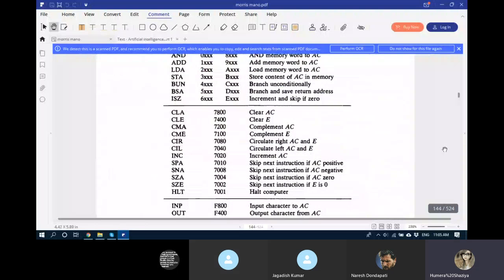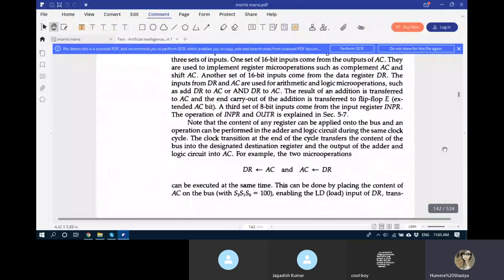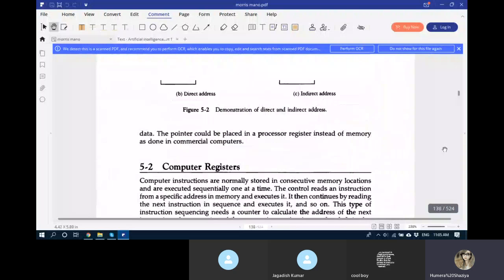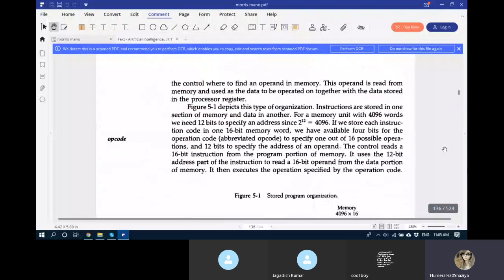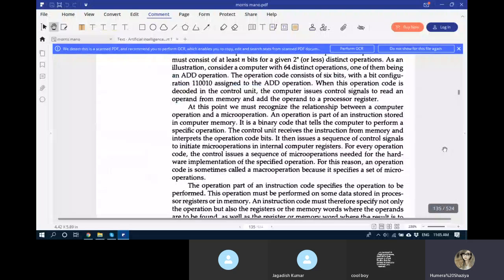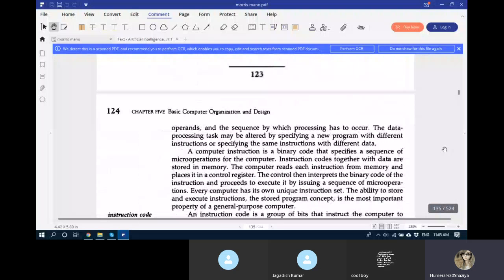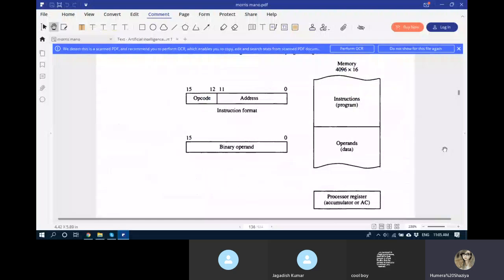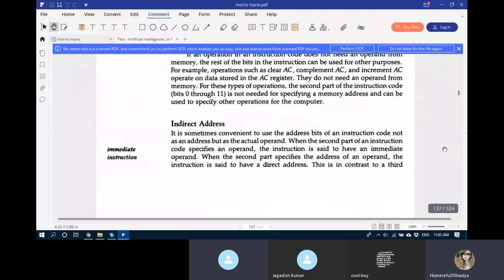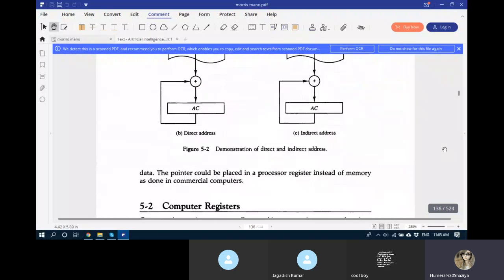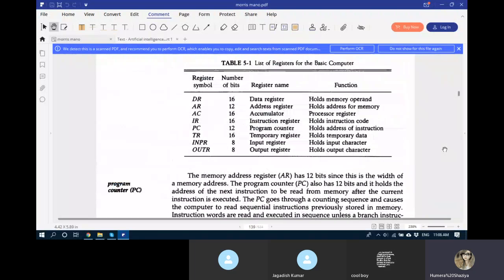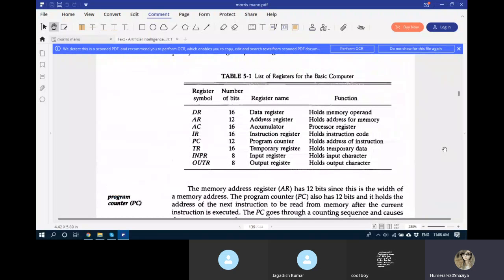Chapter 4 is clear, everything in chapter 4. Once go through chapter 4 also. In chapter 5 we started with instruction codes, and then we went through the memory unit and instruction format. Is this clear? Yes, ma'am. Direct and indirect address, clear? Okay, and then the list of registers. Okay, ma'am.